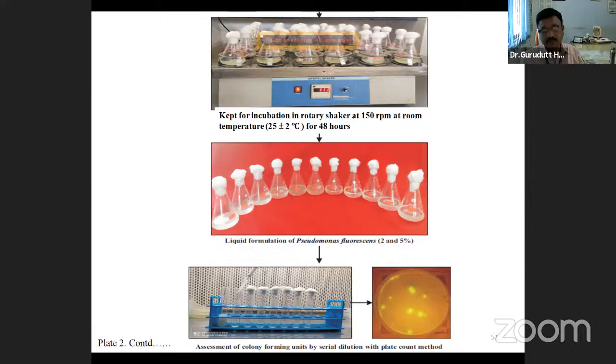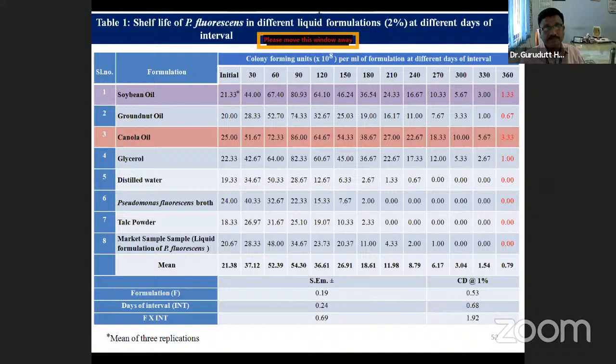Since it is a bacteria, we have to go for a plate count method, as I was mentioning in the previous slide. And then once the media or the oil is standardized, the results indicated that canola oil, groundnut oil, and soybean oil performed very well with respect to maintaining the cell counts even up to 360 days, almost 1 year. Yes, we can keep it for 1 year.